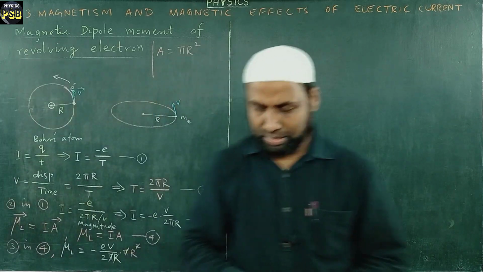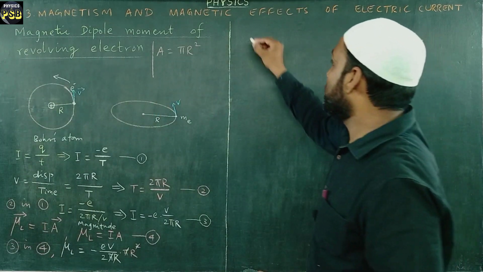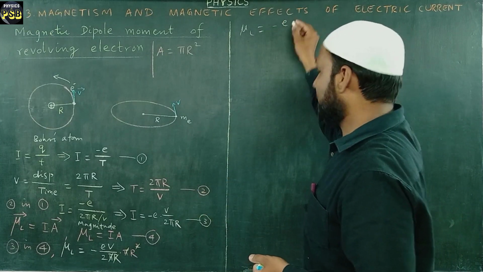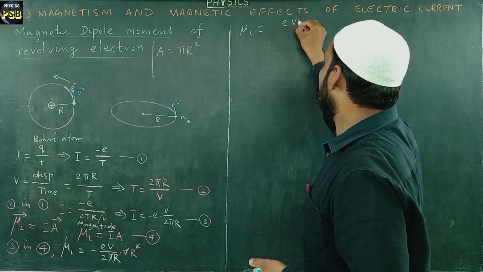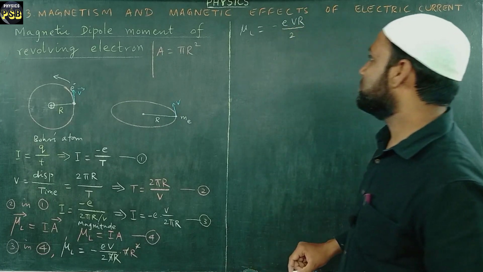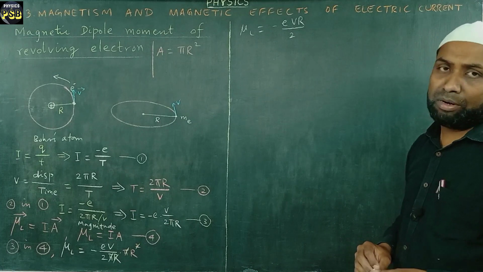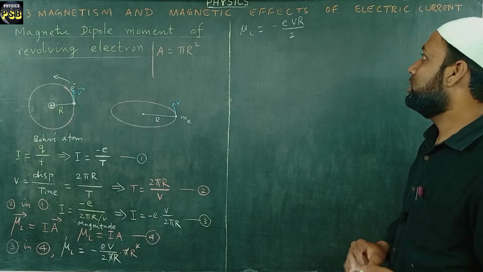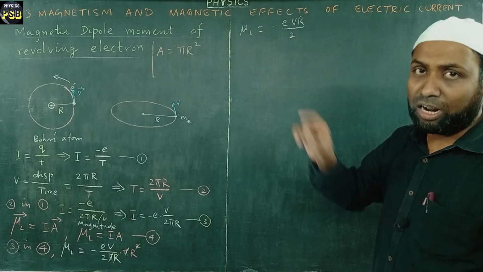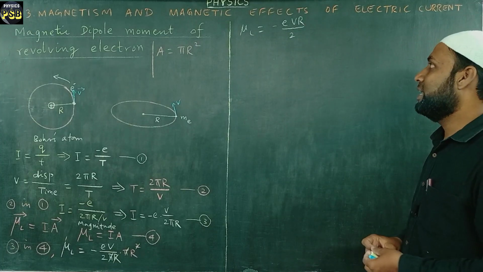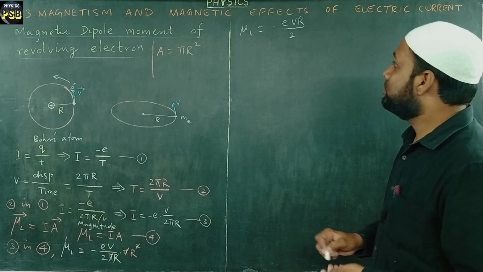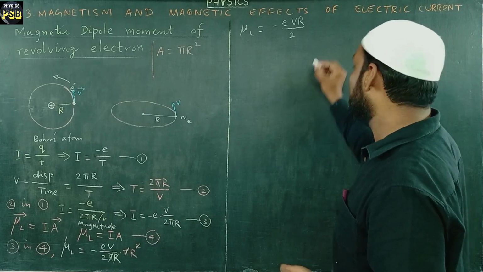So what we obtain is this. Mu L is equal to minus e v r upon 2. This is the expression for the magnetic dipole moment of the electron. Here v is the velocity with which electrons move, and r is the radius of the path in which electrons are revolving around the nucleus in an atom. Now take this one as equation number 4.